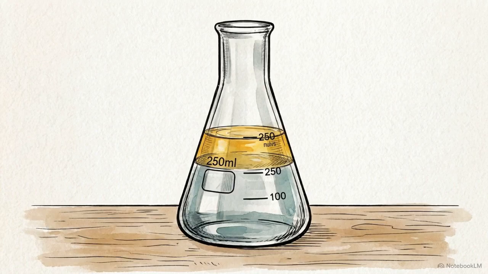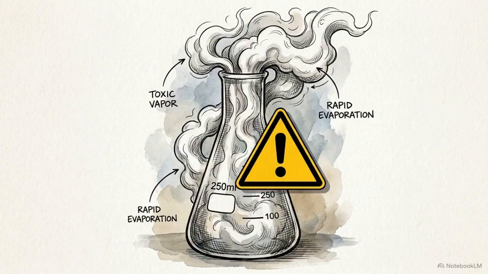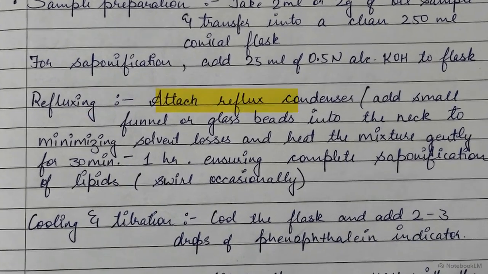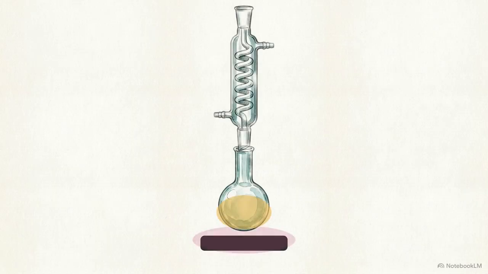The flask now holds a volatile, unreacted mixture. To drive the chemical breakdown, we need to introduce heat, but we must control that process perfectly to avoid losing our solution. According to the refluxing procedure in our notes, the next step is to attach a reflux condenser to the neck of the flask before moving it to the water bath. The condenser acts as a trap. Cold water circulates through the jacket, cooling rising solvent vapors. They condense into liquid and drop back into the flask, preventing evaporation.